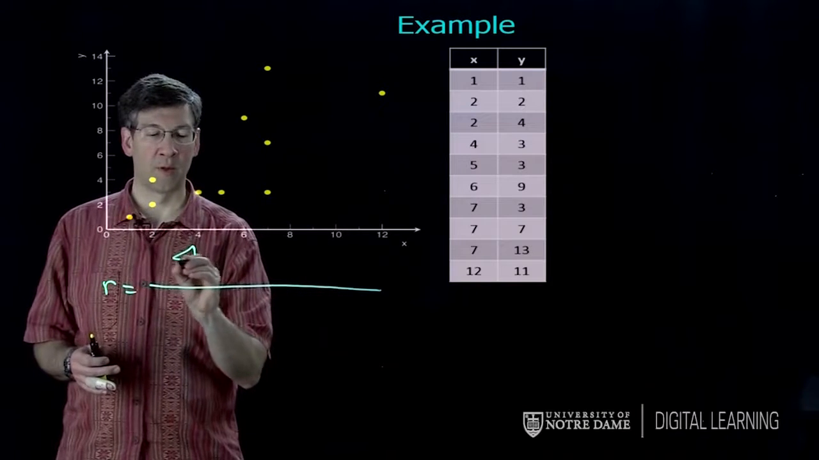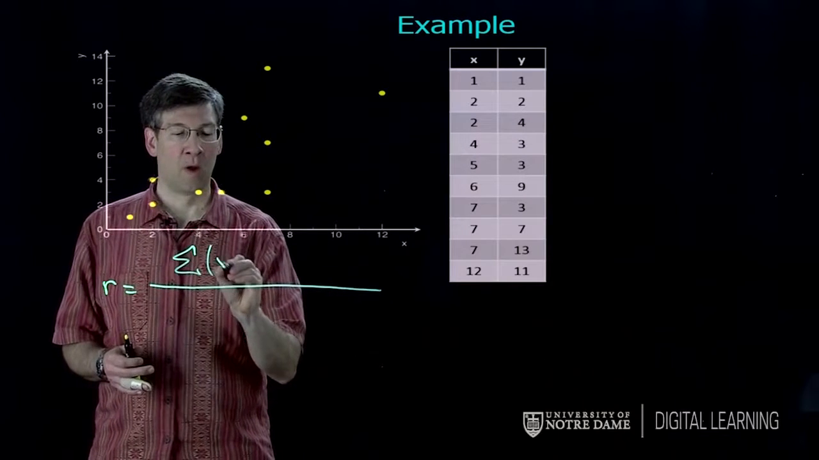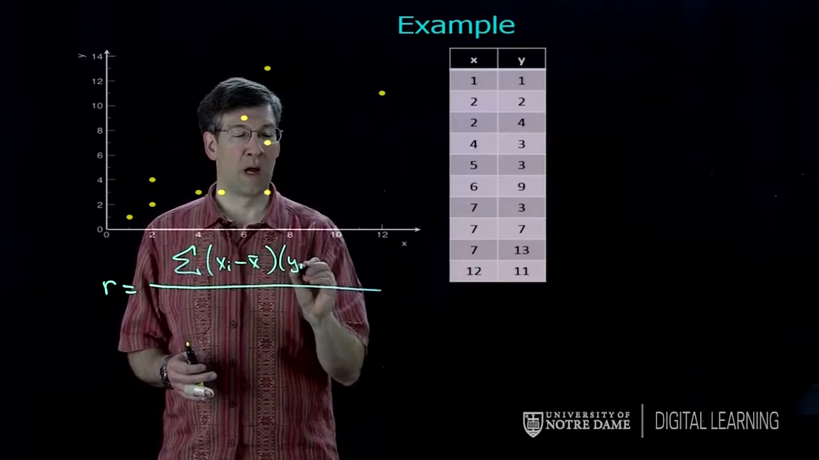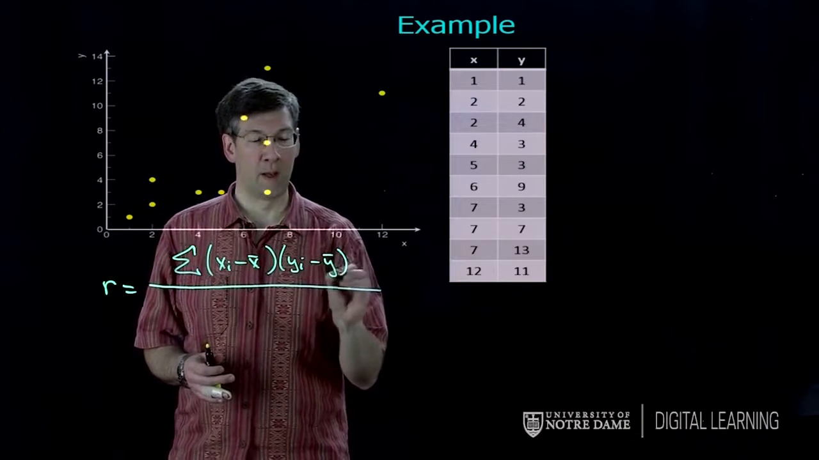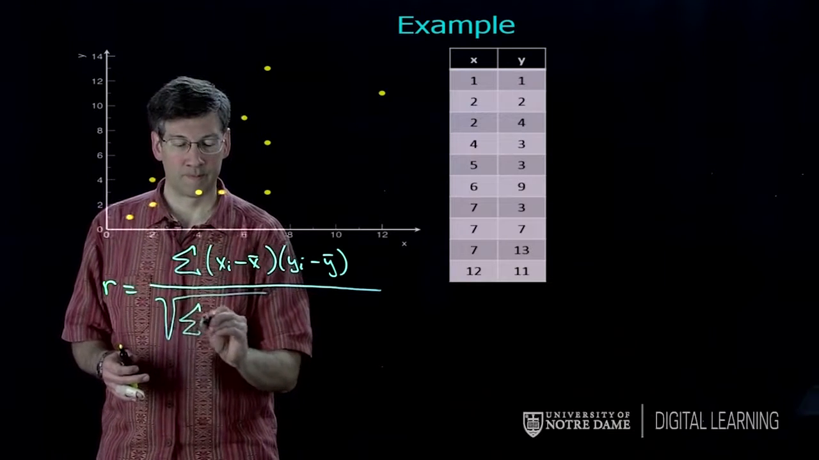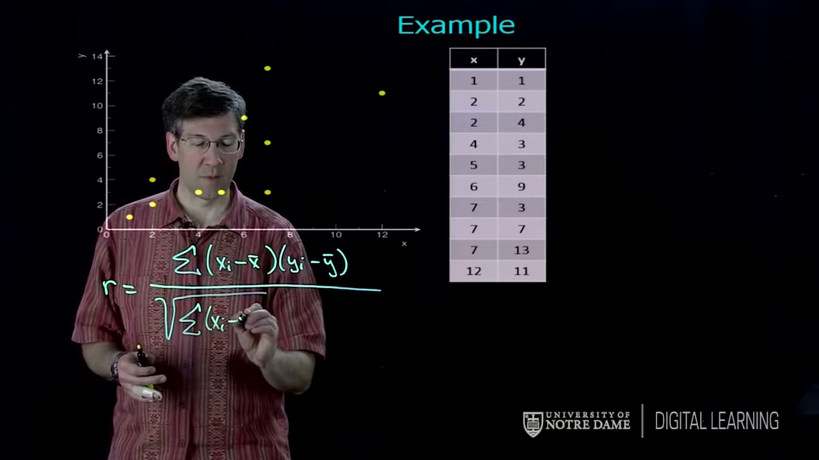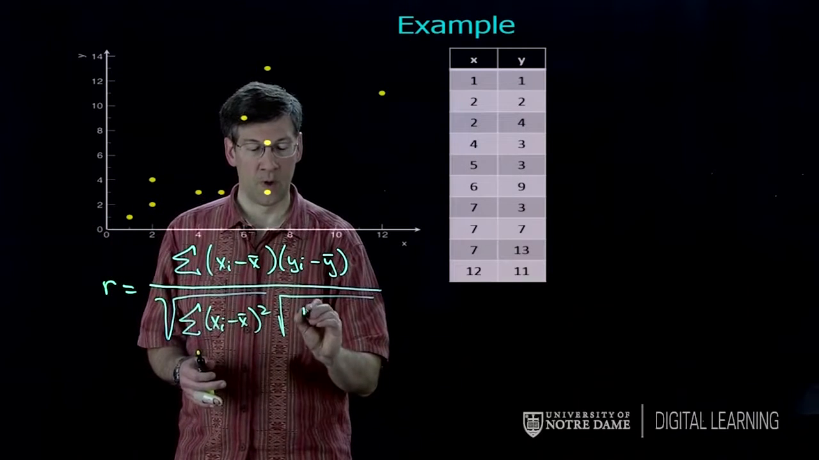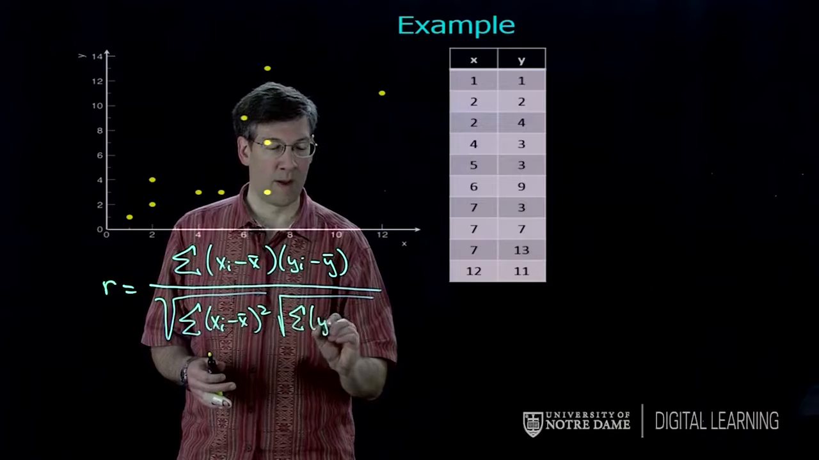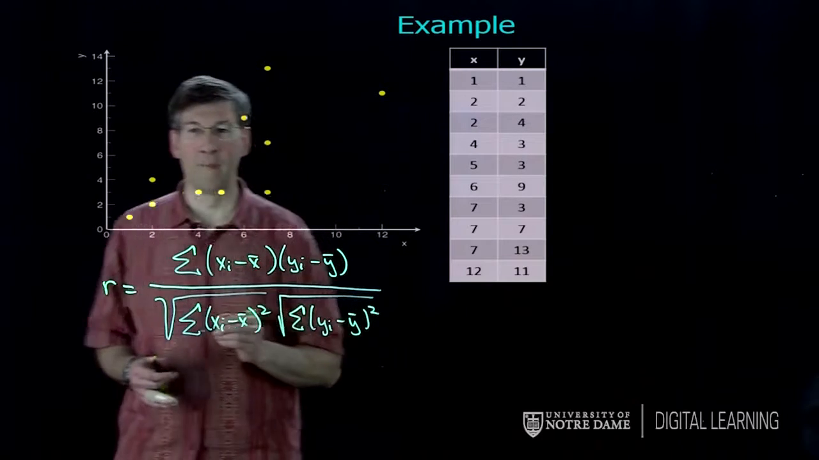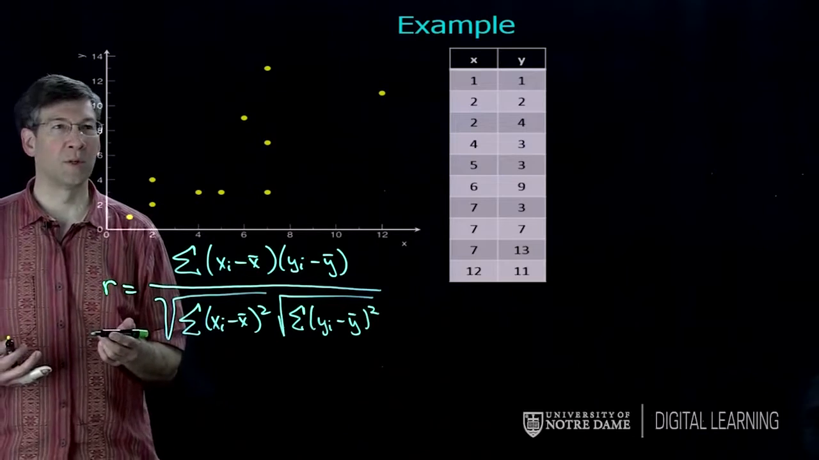So I'm going to shorthand the sum. I'm just going to write the sum of x minus mean x times y minus mean y. And then we have the square roots on the bottom, which was the square root of the sum of x minus the mean value squared times the square root of the sum of y minus the mean value squared. So that's our r. And we want to calculate these individual things.